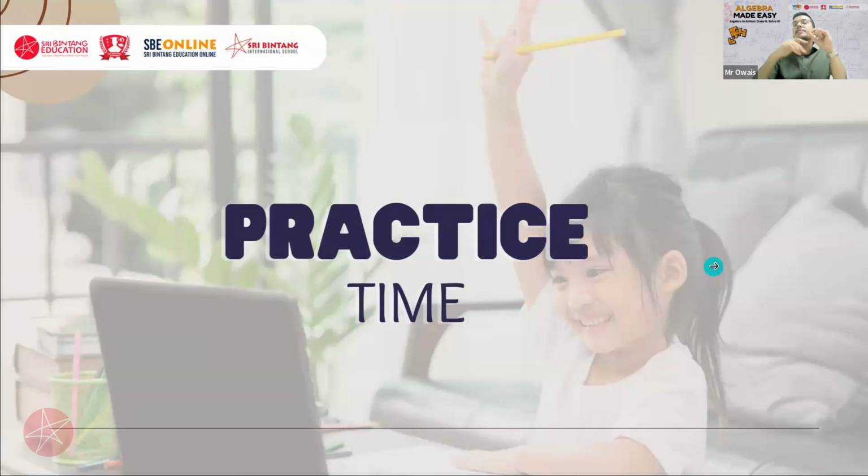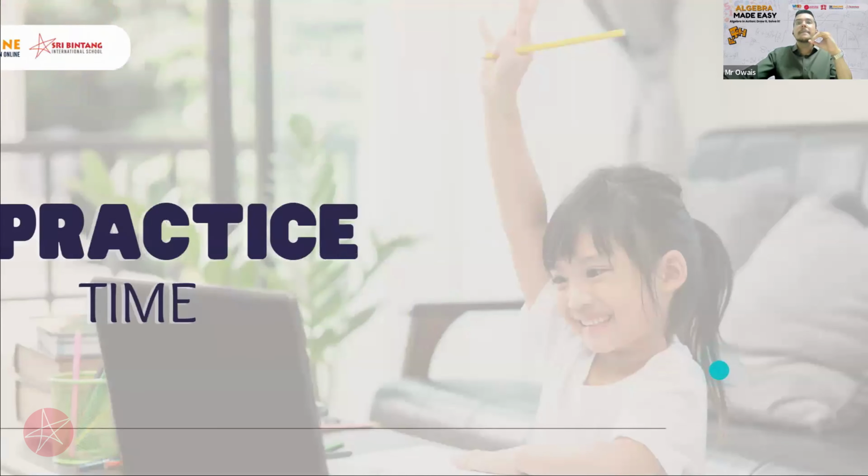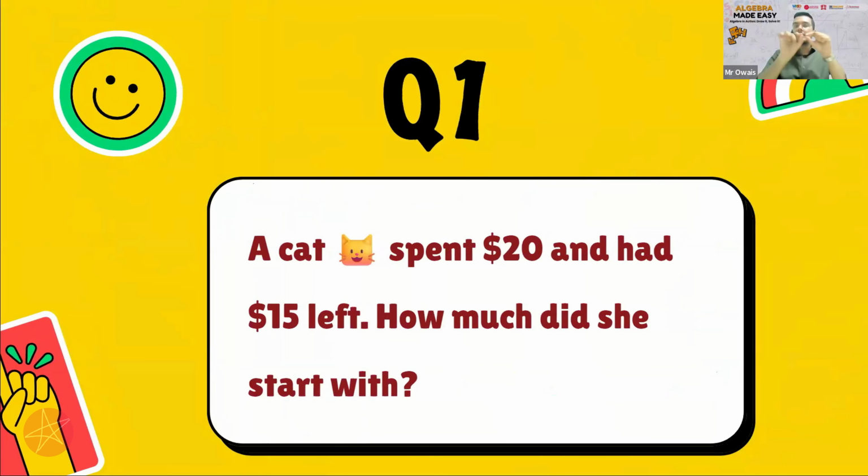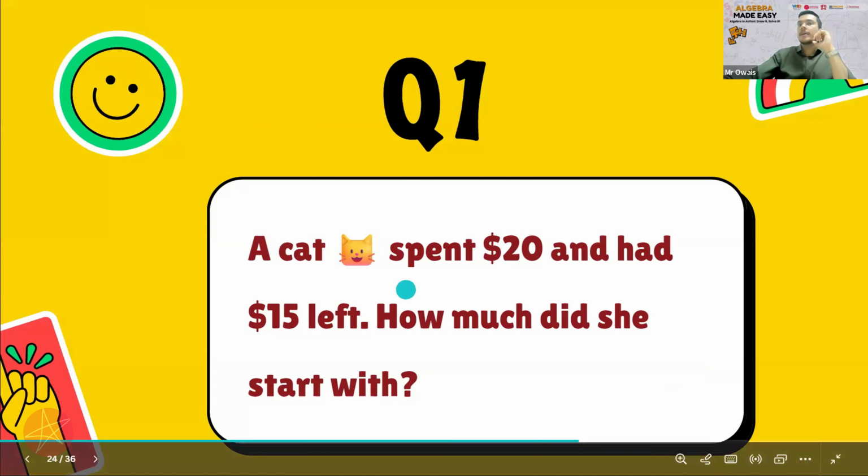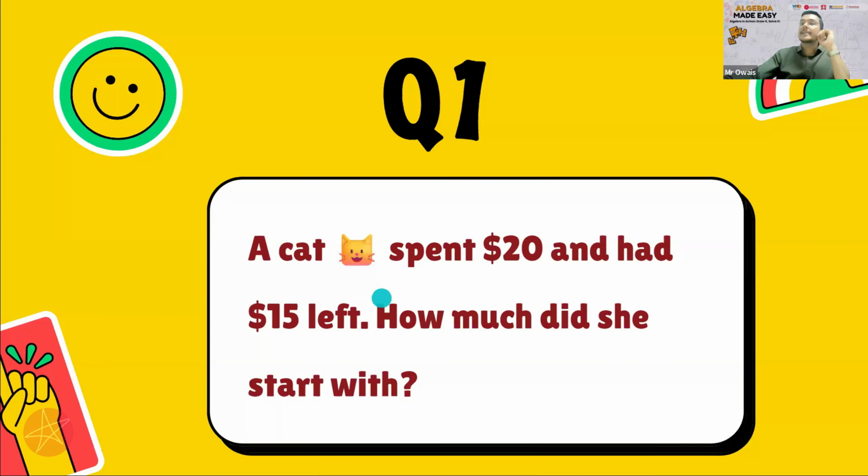We're going to do some practice questions involving all three of the models that we just talked about. The first one was the part whole model. Still remember that? We have 1 bar representing the total, and then you split that 1 bar into 2 parts, where the parts are not going to be equal. For example, we've got this question where a cat spent some amount, that is $20, and had $15 remaining.